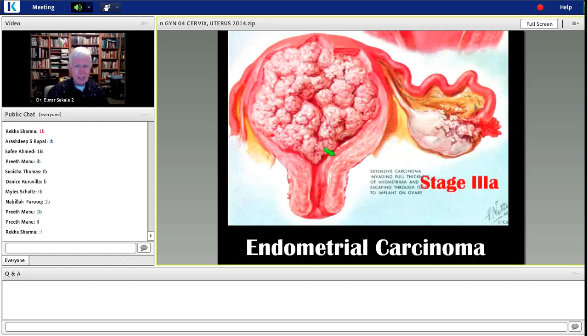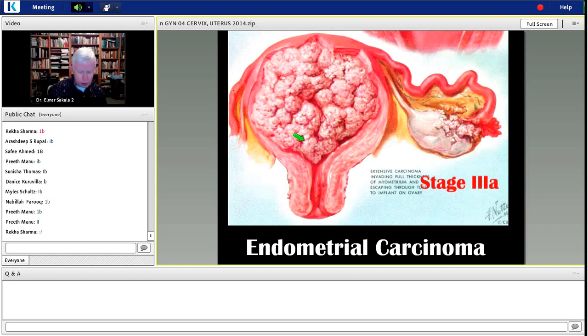All right, this is stage 3. If it has gone outside of the uterus and involves the ovary. And what we have here is endometrial carcinoma that has filled the uterine cavity, has come through the fallopian tube, and has gone on to the ovary. So this now would be called ovarian cancer metastatic from the endometrium. And although it doesn't show the other side here, this is typically bilateral.